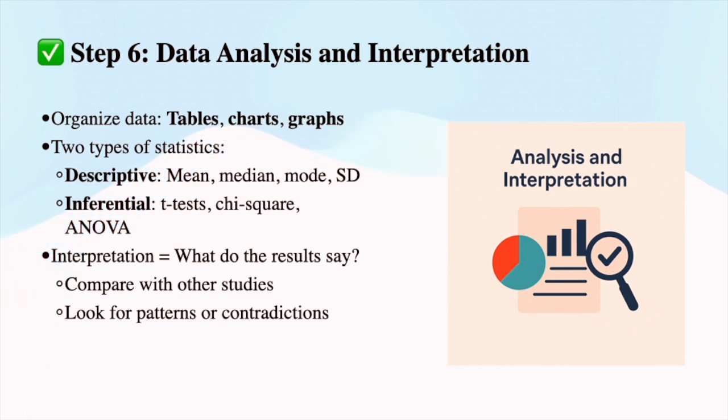After you gather your data, you organize it using tables and charts. Then you use statistics to find out what the data really says. There are two main types of statistics here. One is descriptive statistics, which shows you averages, common scores, and spread, like the average anxiety score. Then there is inferential statistics, which help you decide if your results are meaningful or just by chance, like a t test showing if meditation really helped reduce anxiety. Interpretation means you explain what the numbers mean in your study context and compare with other studies.